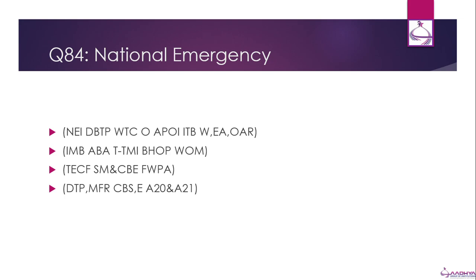National Emergency. National emergency is declared by the President when the country or any part of it is threatened by war, external aggression, or armed rebellion. It must be approved by a two-thirds majority in both houses of parliament within 1 month. The emergency continues for 6 months and can be extended further with parliament's approval. During this period, most fundamental rights can be suspended except Article 20 and Article 21.